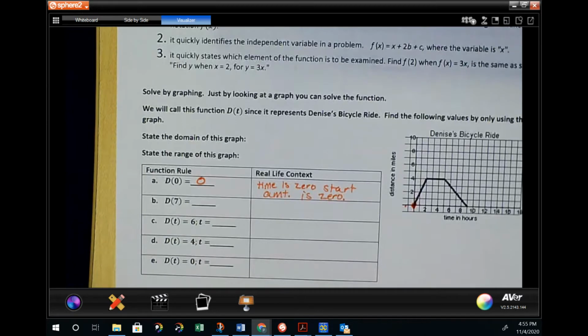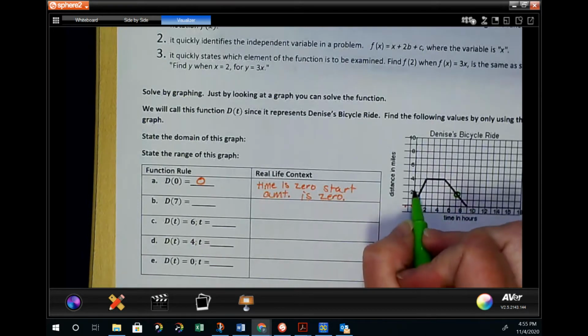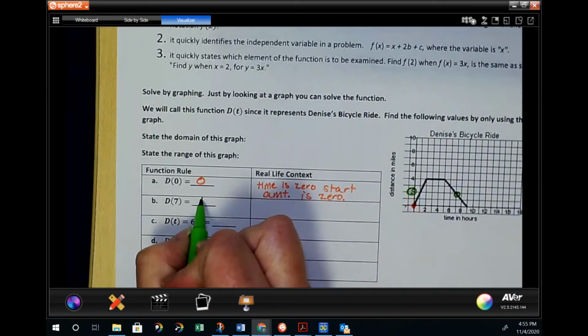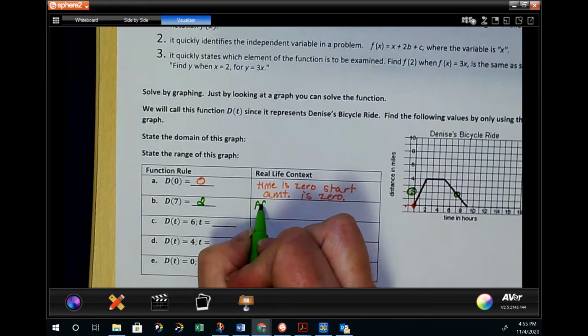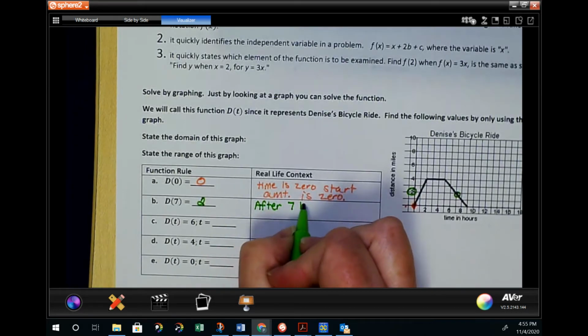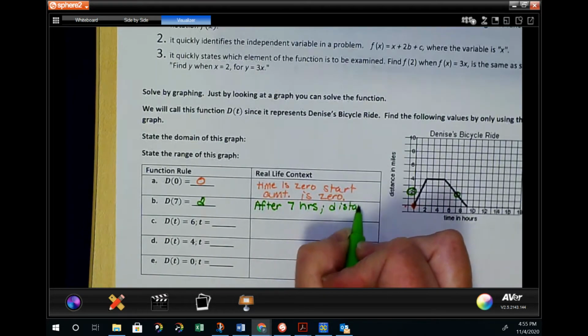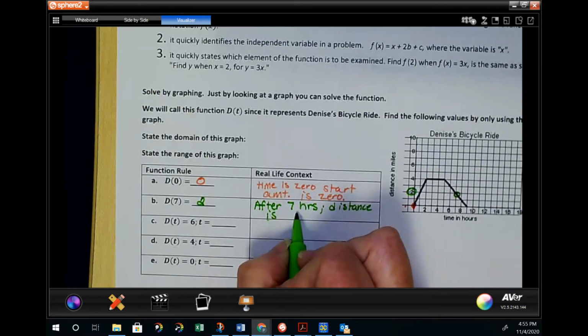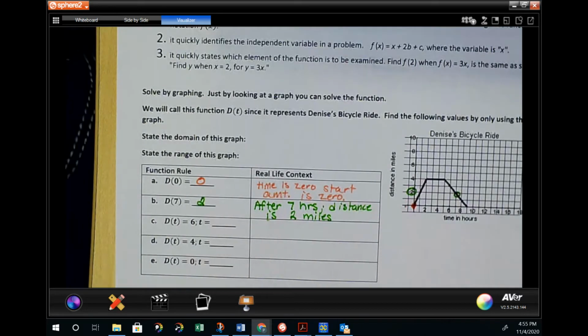Okay, and then the next question, and I'm just going to do different colors so you can see my little dots. So this time, this is when D is 7. So my time is 7. So I look, my time is 7, so then my value is at 2. So when my time is 7, so after 7 hours, the distance in miles is 2 miles. Now you realize that Denise is probably not riding her bike the whole entire time. She's probably chatting with people or so forth.